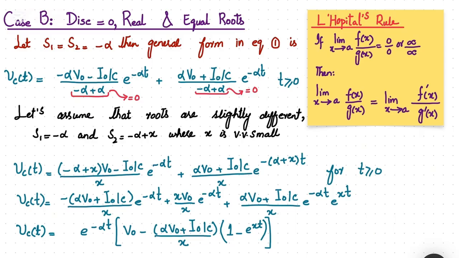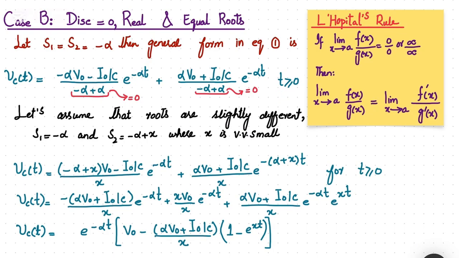Denominator of this term is the same, this is 0 as well. But if we focus on the numerator, this portion is minus alpha v naught minus I naught over c, whereas this term is alpha v naught plus I naught over c. So both of these two terms are exactly the same but with opposite sign. It means the numerator, when added up together, reduces to 0 as well. It means the overall Vc of t in this case becomes equal to 0 over 0.